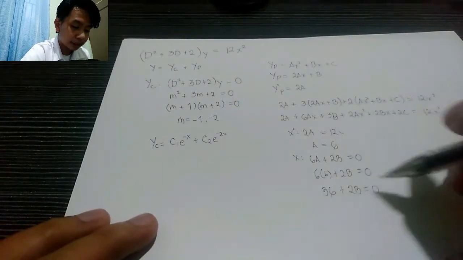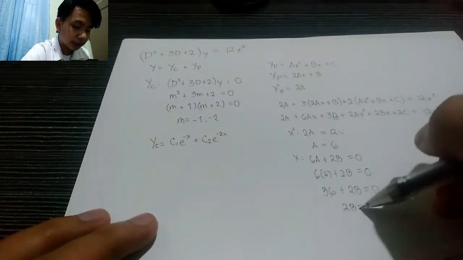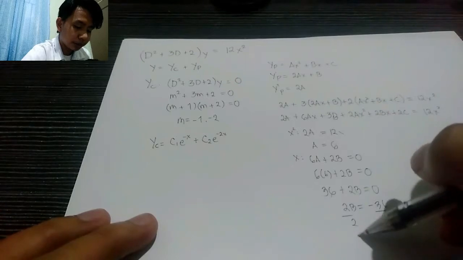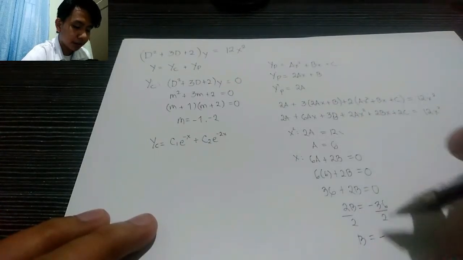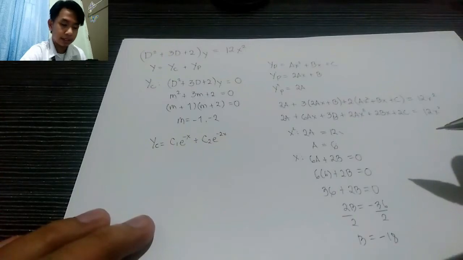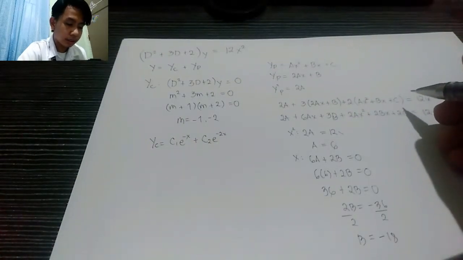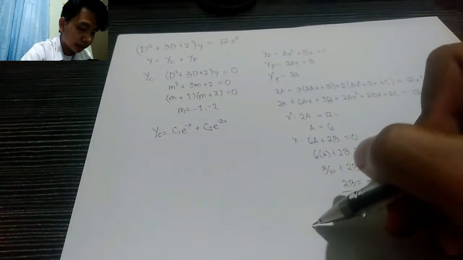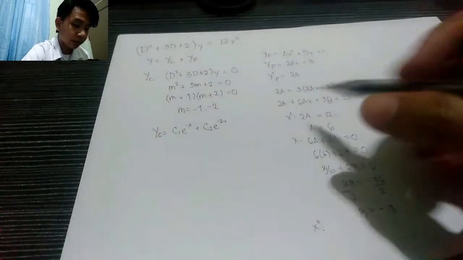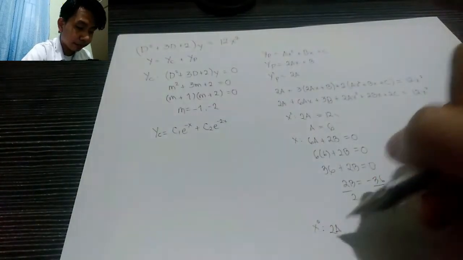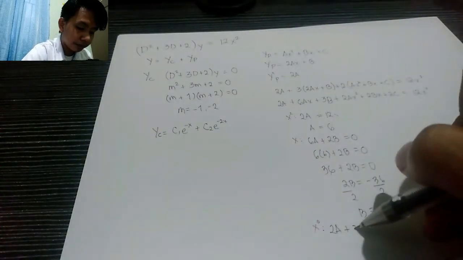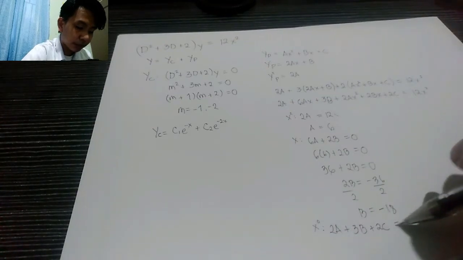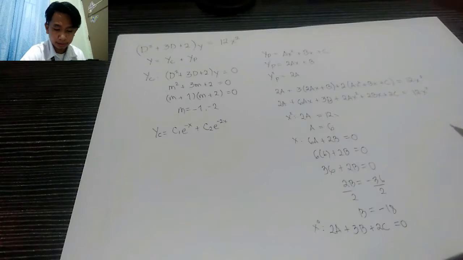Then, ilipat natin sa kabila yung 36. 2b is equals to negative 36. Then, divide both sides by 2. So, b is equals to negative 18. And the next, last, yung mga constants. Mga constants natin ay a raised to 0, x raised to 0 na lang. We have 2a plus 3b plus 2c equals sa 0 kasi wala din naman ditong constant.